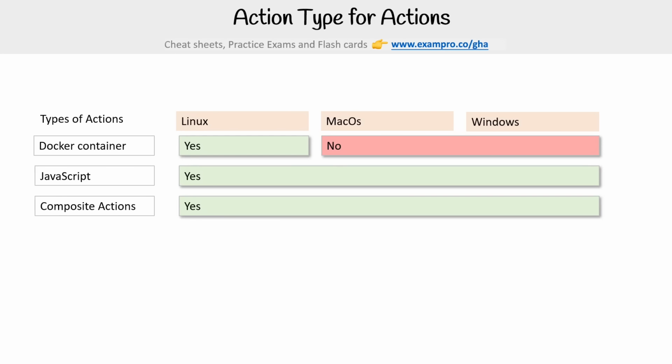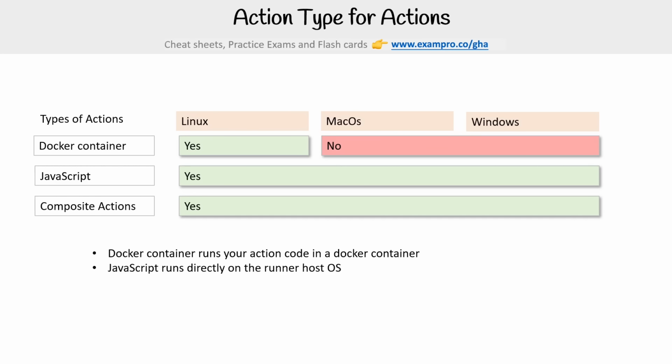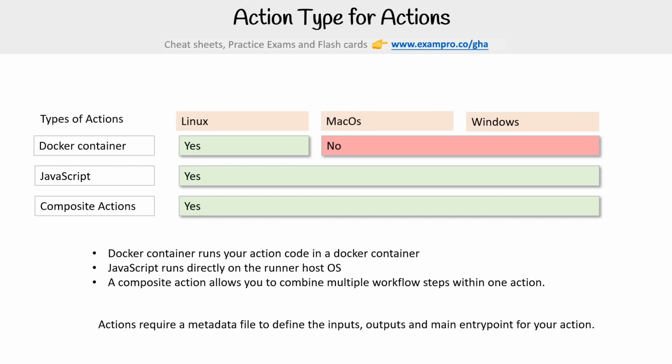If you're wondering what the 3 action types are, a Docker container runs your action code in a Docker container. If it is JavaScript, it's going to run directly on the runner host OS. If it's a composite action, this is a combination of multiple workflow steps within one action. Actions require a metadata file to define the inputs and outputs and the main entry point of your action, which we'll look at next.